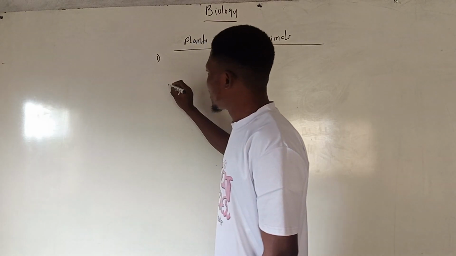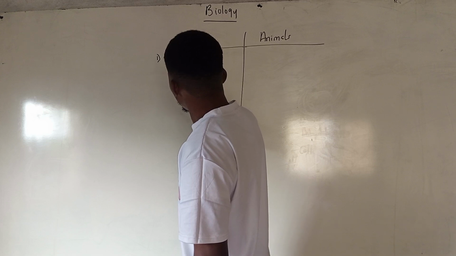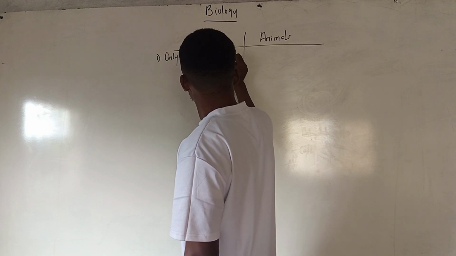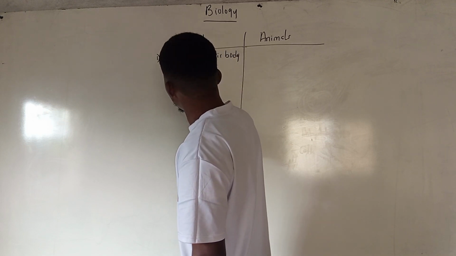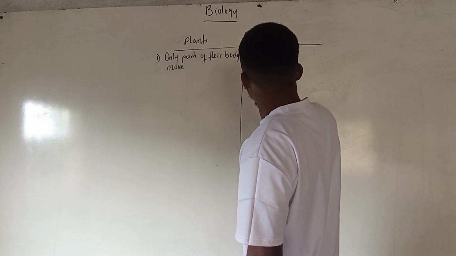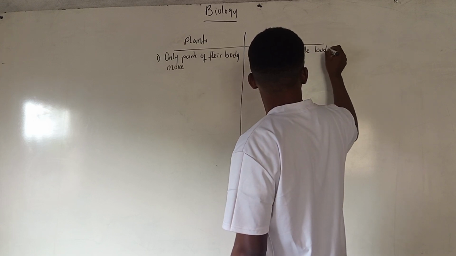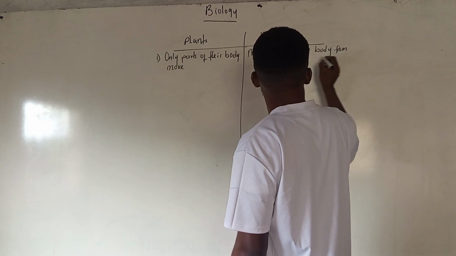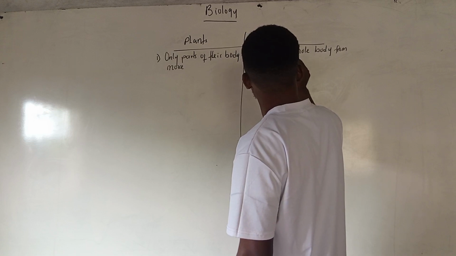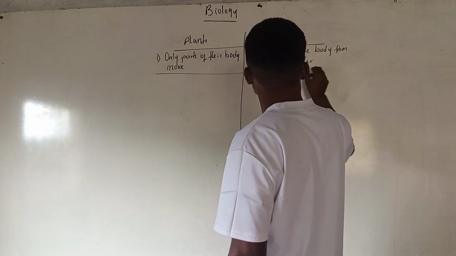So number one, plants move, but in plants, only parts of their body move, while animals move their whole body from one place to another. And then you draw a line this way.